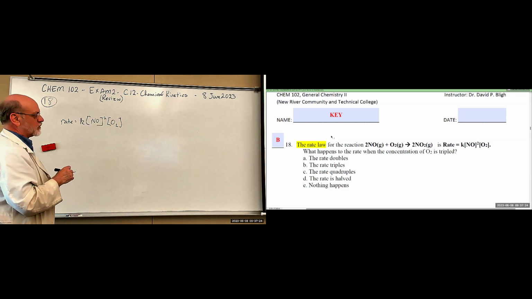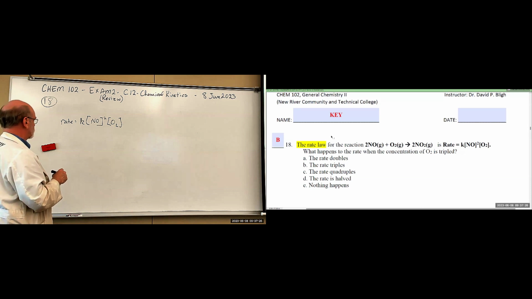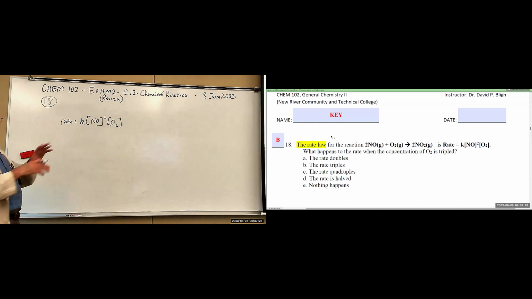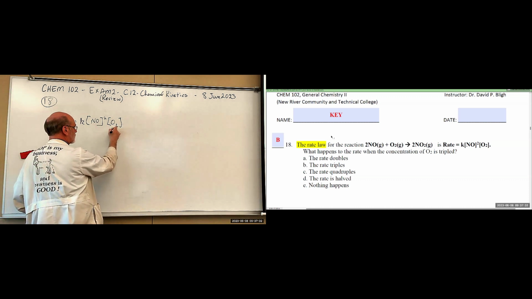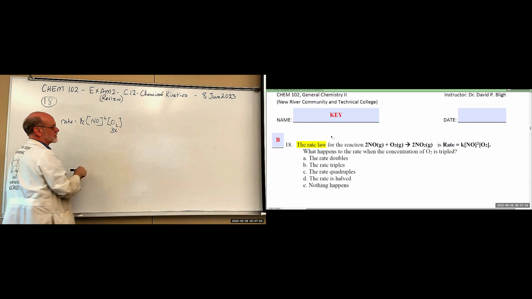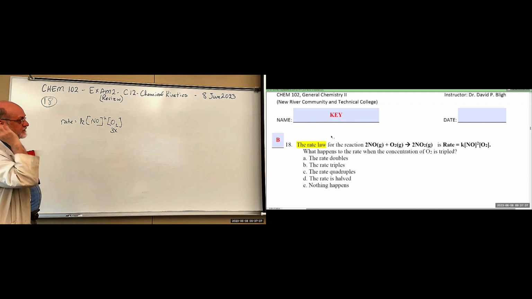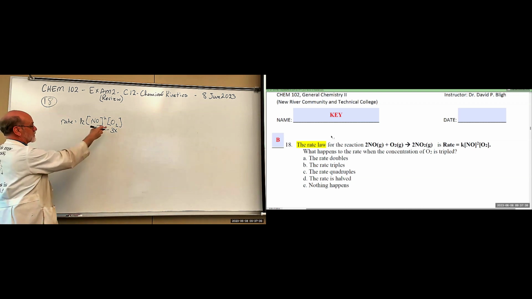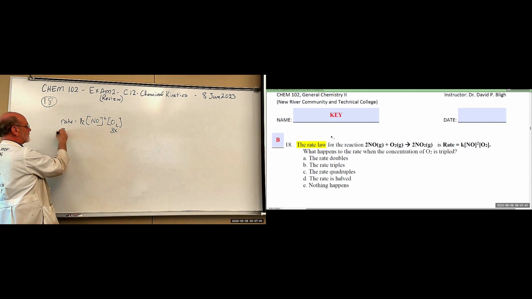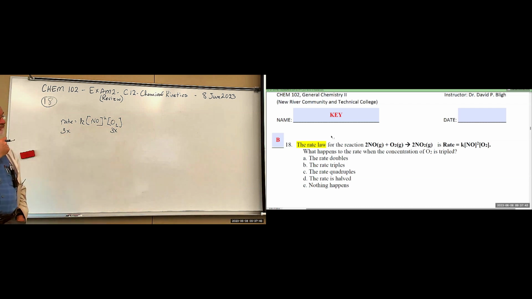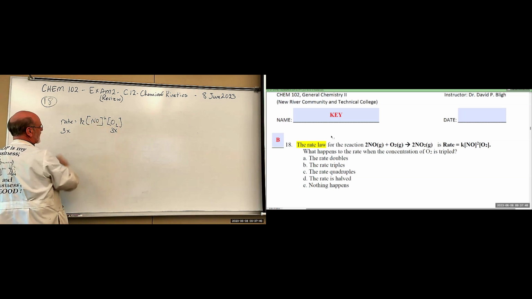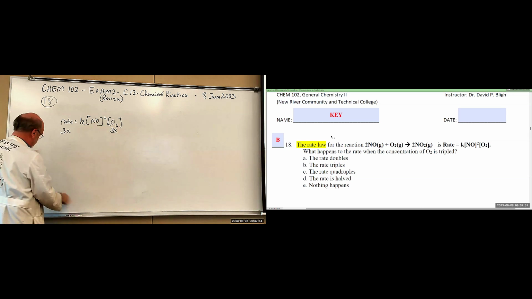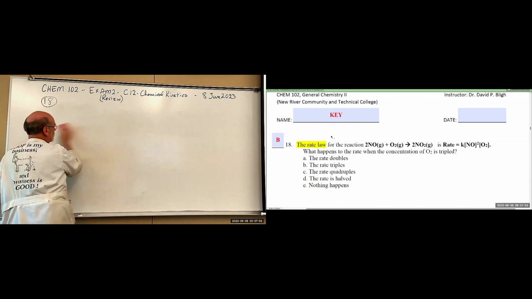What happens to the rate when the concentration of O2 is tripled? Okay, so we've got the same kind of problem as we did before. If this one is going to be tripled, 3 times that concentration, what happens to the rate? Well, it's to the first power, so the rate should be tripled. Correct? Okay. If we triple this one, it would be 3 squared, it'd be 9 times. All right, that was 18.